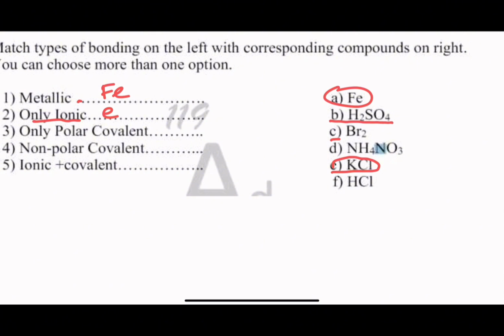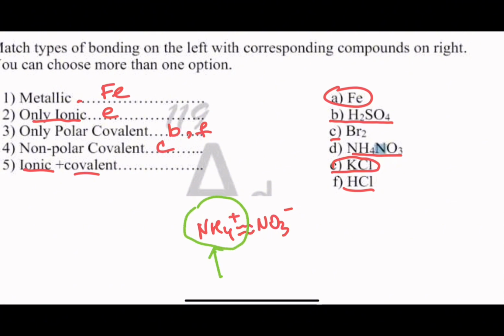Polar covalent happens between the different non-metals, so we have here B, and we also have here F, because hydrochloric acid, also different type of non-metals, right? And it says non-polar covalent, we know that it is C, because Br2 is only made from bromine, and electronegativity difference is 0. And ionic and covalent, as you see here, it happened between ammonium and nitrate. Now ammonium and NO3 negative, they are pulling each other. This is ionic bonding.